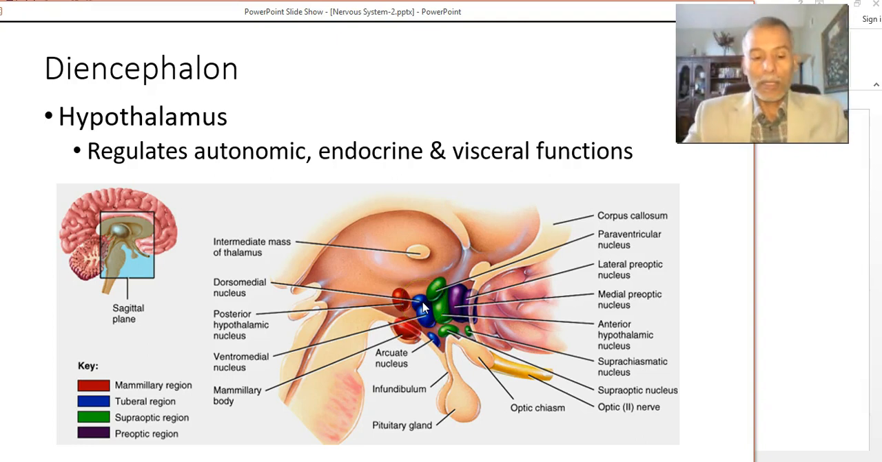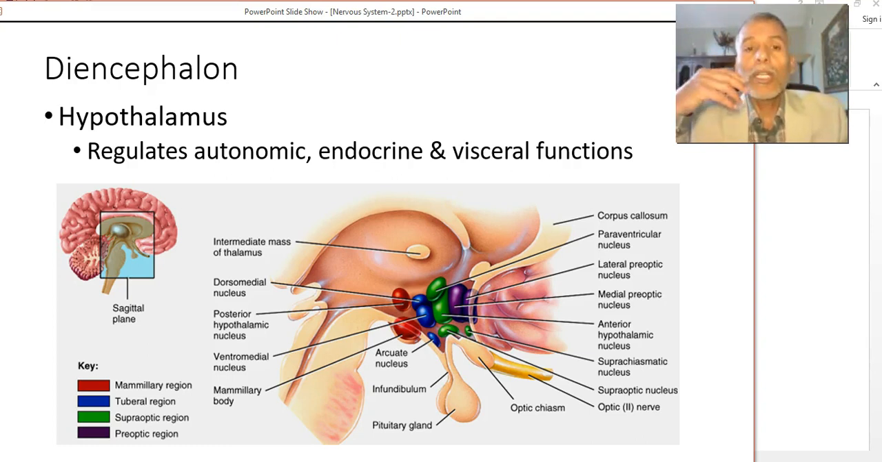It plays a major role in the control of autonomic body functions. For example, the amount of saliva produced, the amount of tears that your eyes make, or the fluid made by your eyes, so it can lubricate that.